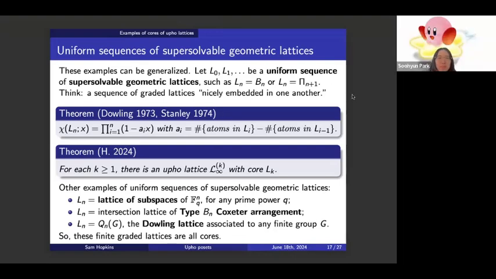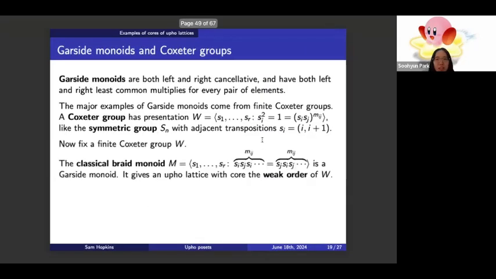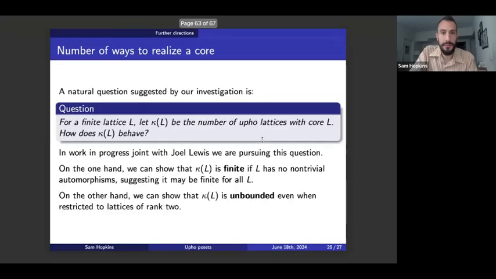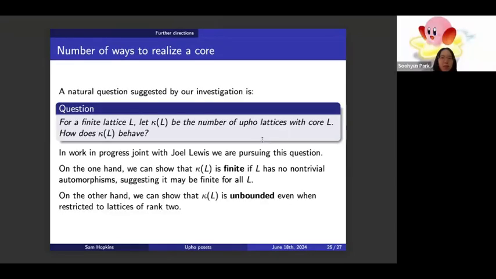Can I ask a random question? Could you go to the slide about counting the number of ways to realize a core? Maybe I was just confused, but when I first saw your question, before the actual work that was done afterwards, I was wondering if you had anything on this capital K of L being unbounded, but do you have any idea of how the sizes are distributed in some sense?